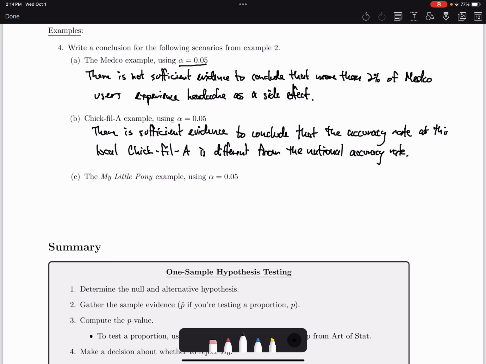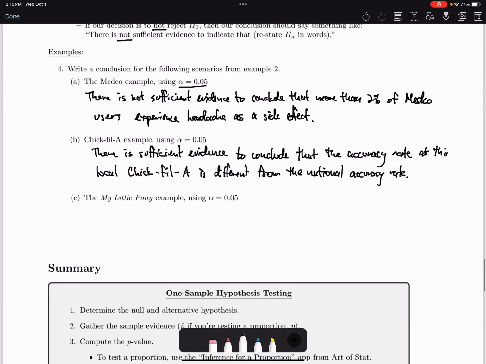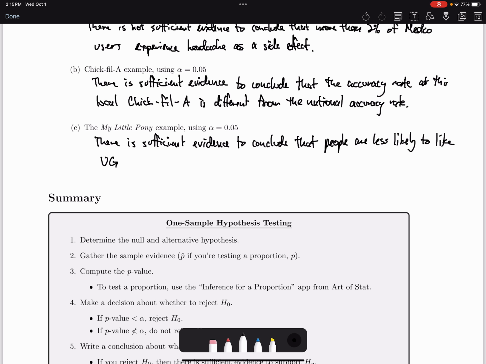Okay, here's my solution. For the My Little Pony example, at the 0.05 level of significance, we had decided to reject the null hypothesis. Okay, so we're going to reject the null in favor of the alternative. There is sufficient evidence, right, to say that people are less enthusiastic about unicorn giggles if they have to watch My Little Pony first. Okay. I'm just going to abbreviate and call it UG for unicorn giggles. Okay, but there's sufficient evidence to conclude that people are less likely to like unicorn giggles if they have to watch My Little Pony first.